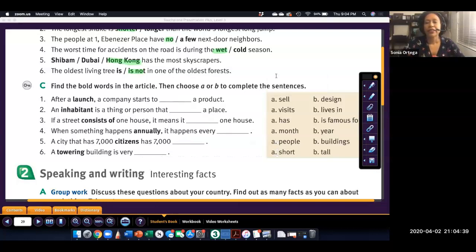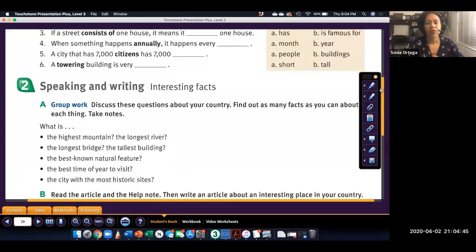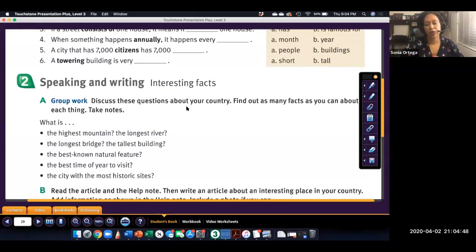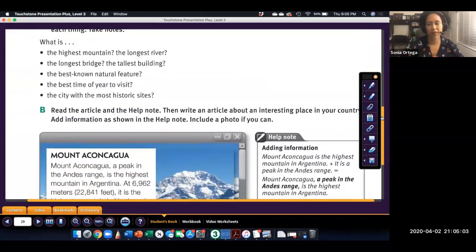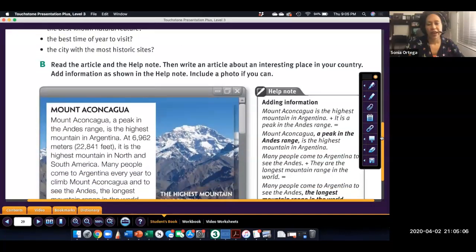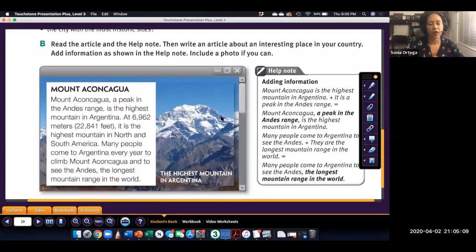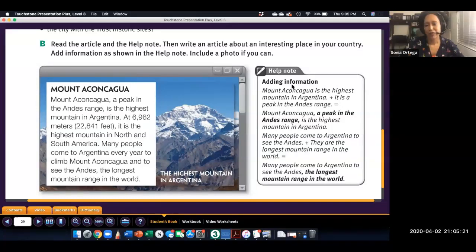And then the last thing that you'll do for this lesson is writing. And so these are questions about your own home country. And you want to find out the answers to these questions that are true about your home country. So after you've done that, you will read this short article about this mountain. So after you read, here is how you can add information.